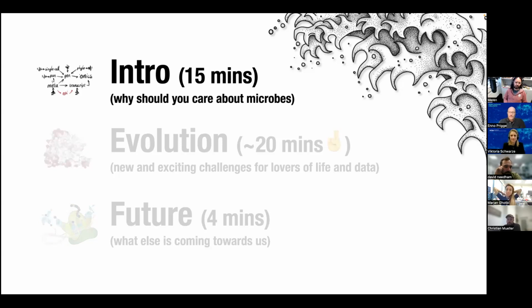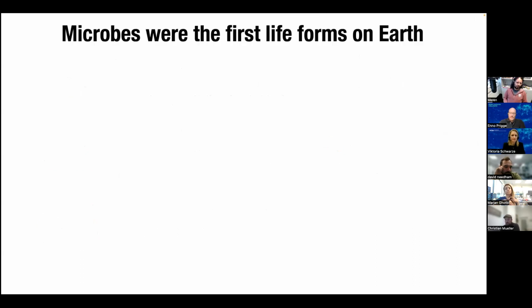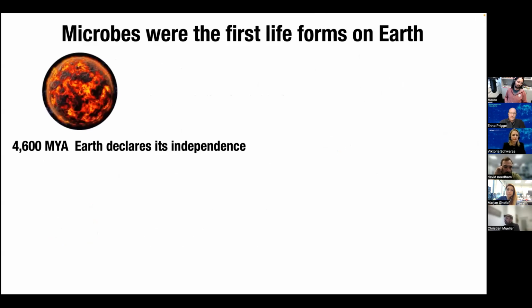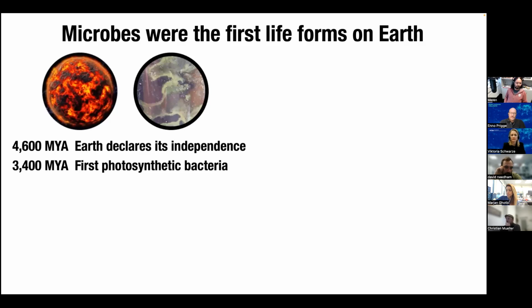So let's start with microbes. Why do we care about microbes, or what do microbes bring to the table in life sciences? So probably most of you already know this, but maybe you don't think about this very often, that microbes indeed were the first life forms on Earth. And when Earth formed as an uninhabitable hot mess, about 4.6 billion years ago, the universe had already been around for about 9 billion years. And it took another billion years for the first life form that could actually use the energy from the sun to create biomass to emerge.